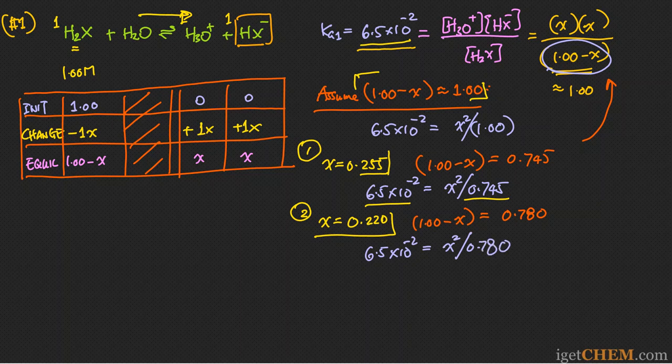And so in this case, the 0.780 is obtained from right there. And now with that, you have solution number 3. So x equals the square root of 6.5 times 10 to the minus 2 multiplied by 0.780, and x will turn out to be equal to 0.225. And so that's solution number 3.